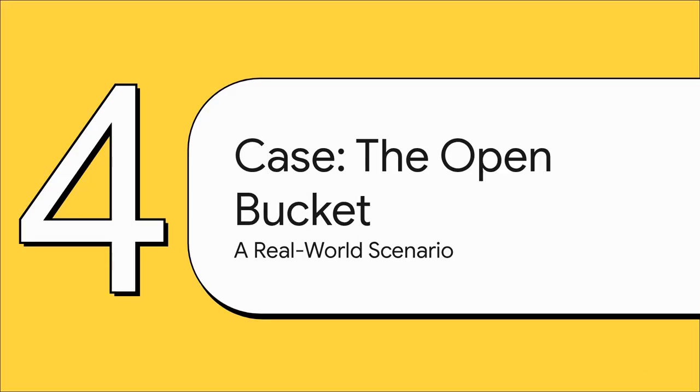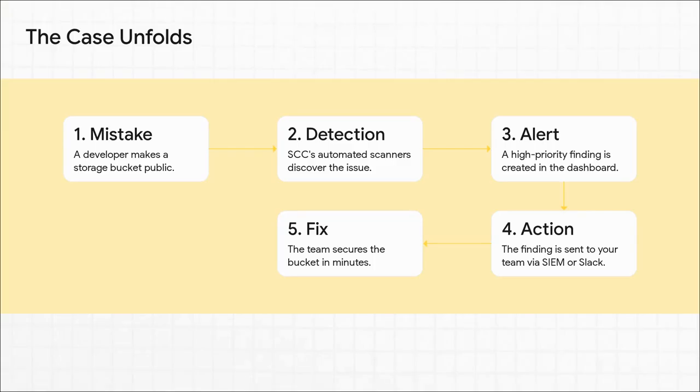Okay, theory is great, but let's put our detective to the test. We're going to walk through a classic, all-too-common real-world scenario. Let's call it the case of the open bucket. Watch how seamless this is. Step 1. A developer, maybe they're rushing for a deadline, accidentally makes a storage bucket public. It happens all the time. Step 2. Within minutes, SCC's automated scanners, which are constantly patrolling your digital city, spot this misconfiguration. Step 3. Boom. A high-priority finding shows up in the SCC dashboard.